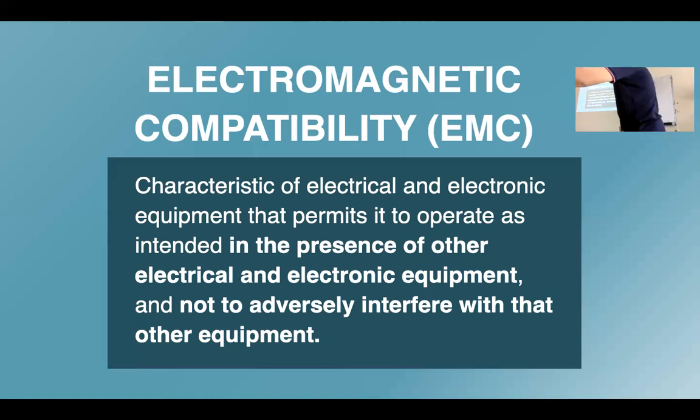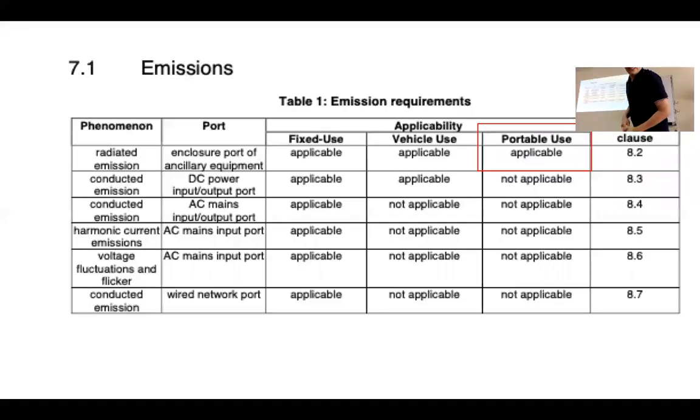Therefore, for our EMC training today, we'll be looking at other things such as the parameters required, the emission part. Under the emission part, we'll be looking at portable use. You all know what portable use is, right? Portable use means your mobile phone, that you can bring here.